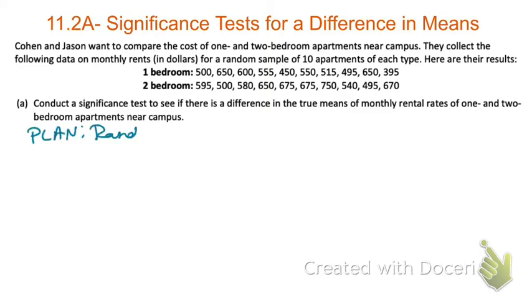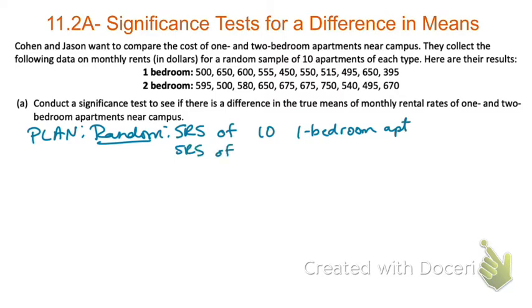Random. Do we have an SRS? We have an SRS of 10 one-bedroom apartments. And we have an SRS of 10 two-bedroom apartments. Perfect.